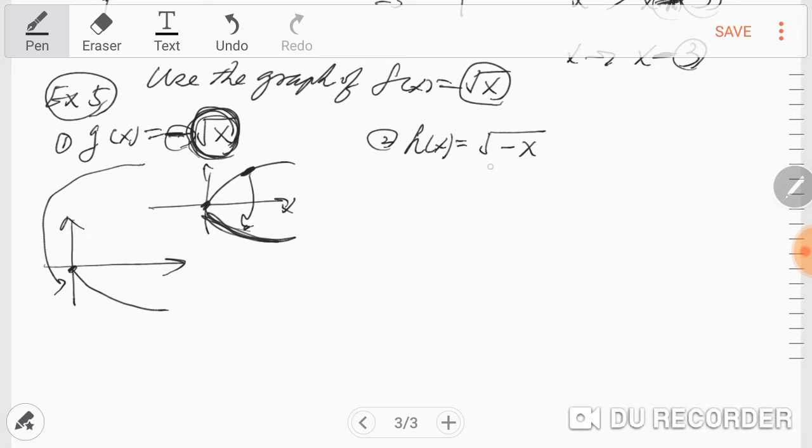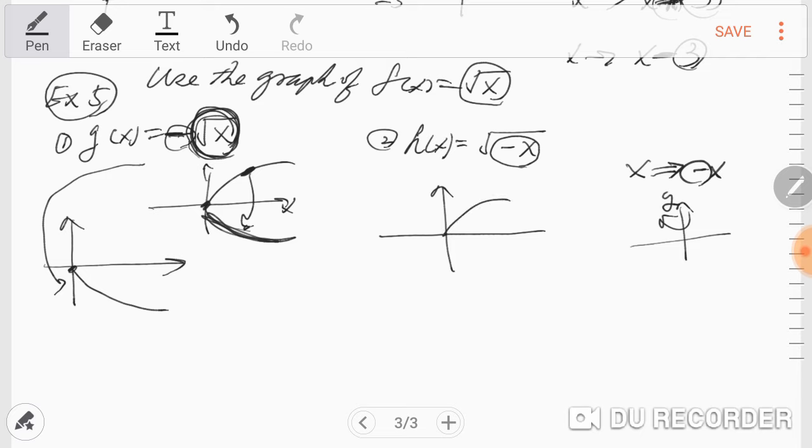Okay, how about number 2? The variable x became negative x. If you change the sign of the input, that means you are reflecting the graph across the y-axis. So this is the square root of x graph. Since x is replaced by negative x, reflect the graph across the y-axis. So the graph will be this.